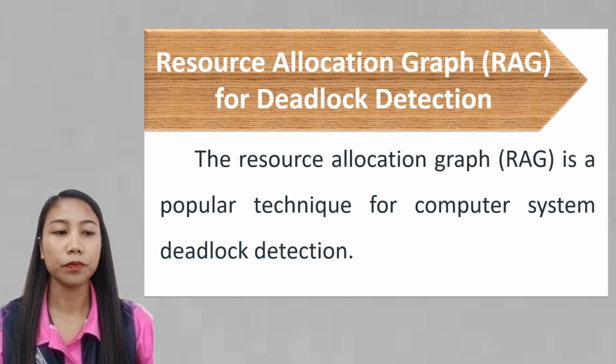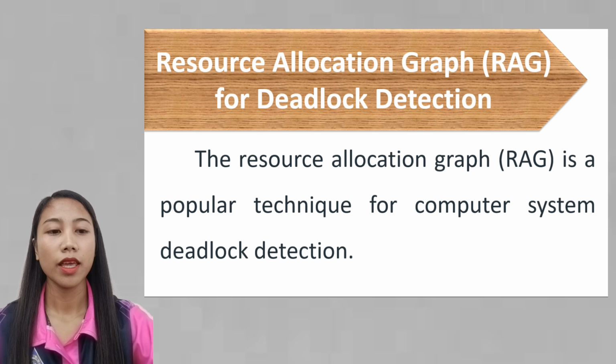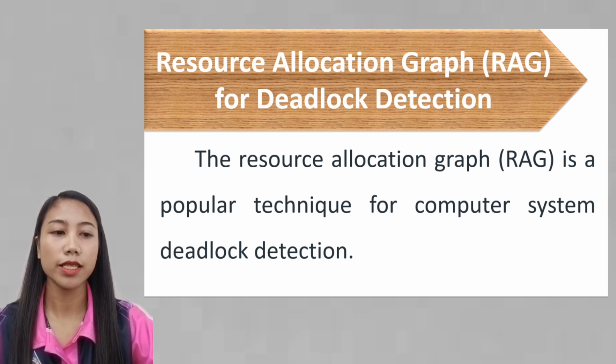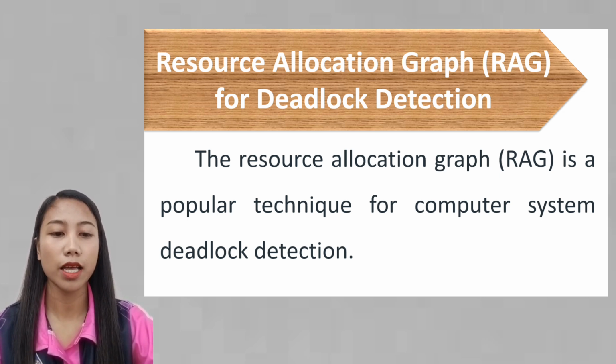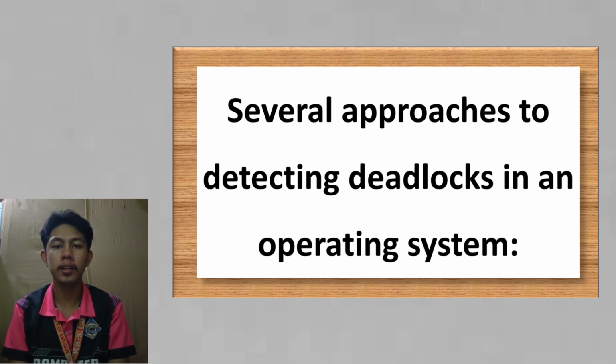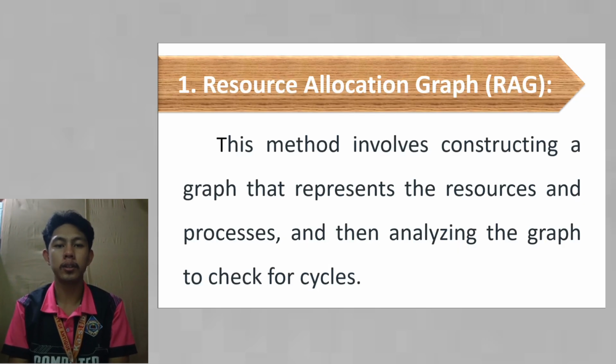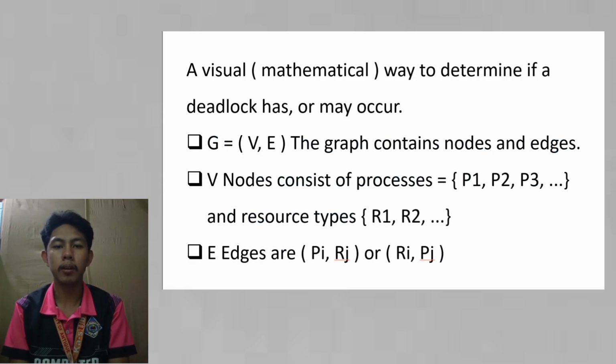Resource allocation graph, RAG, for deadlock detection. The resource allocation graph is a popular technique for computer system deadlock detection. The RAG is a visual representation of the processes holding the resources and their current state of allocation. Several approaches to detecting deadlocks in an operating system. First, resource allocation graph. This method involves constructing a graph that represents the resources and processes and then analyzing the graph to check for cycles. A visual mathematical way to determine if a deadlock has occurred.